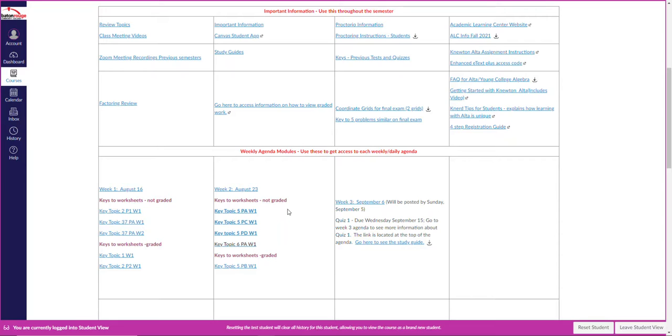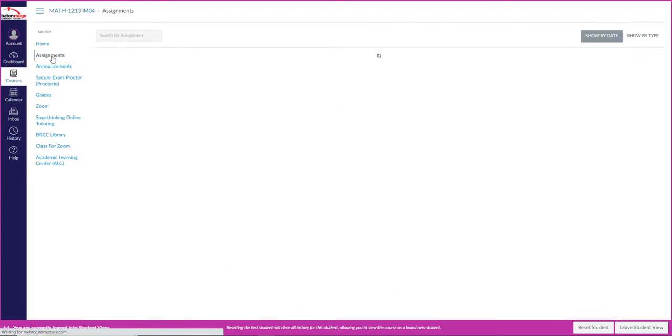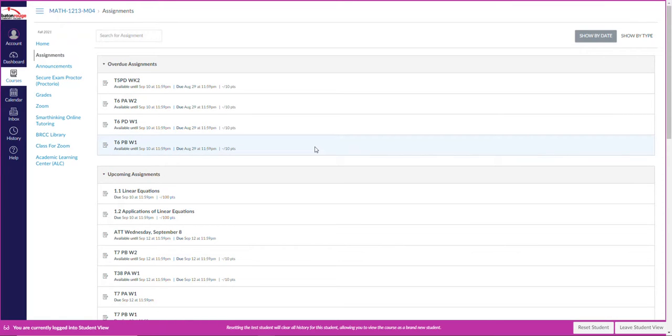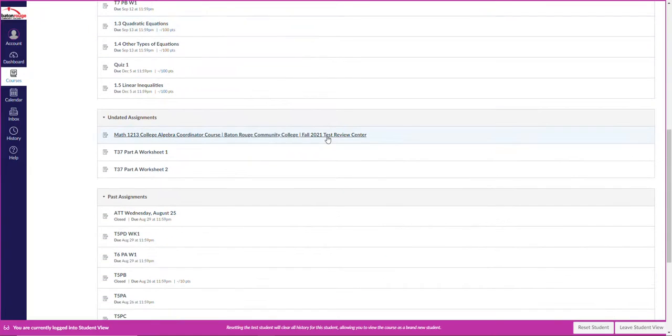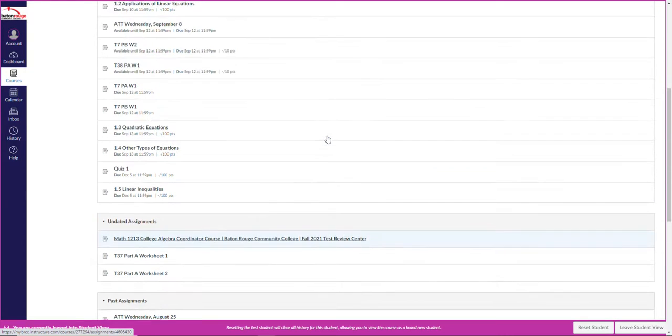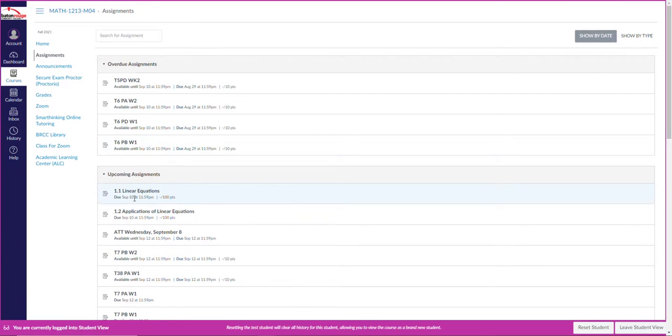But the deadline for the first one, I think, let me go to assignments just to check something. The deadline for the first one, for the new Alta assignment, is, let's see, I'm in student view. So it's right here, upcoming assignments. The deadline is September 10th for section 1.1, and then section 1.2, September 10th as well. So make sure you're working on these assignments.